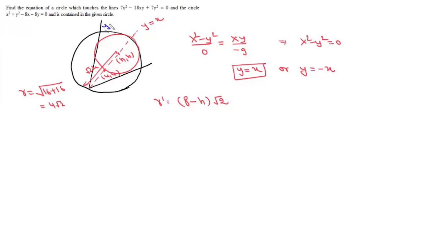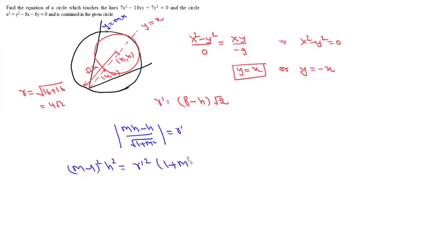Now suppose one of these lines is given by y equals mx, then the perpendicular distance from the center will be equal to its radius. So then we can write (mh minus h) upon under root of 1 plus m square will be equal to this r dash. What we'll do is we'll square it. We can write (m minus 1) square into h square will be equal to r dash square into (1 plus m square), and here will be (m square plus 1 minus 2m) into h square, and there will be r dash square plus r dash square m square.